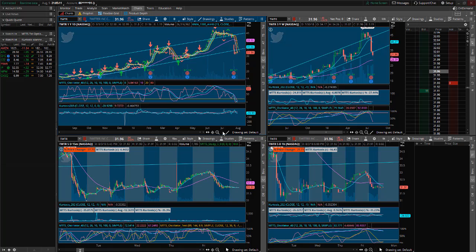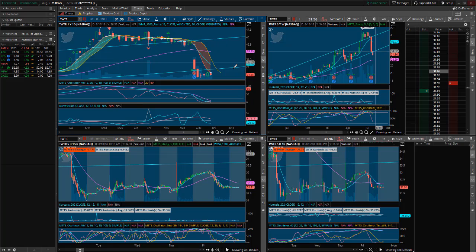Anyways, it could continue on this nice channel. It may not. It may just complete the head and shoulders pattern, but we would like to see it going back up. That needs to break. It definitely needs to go back up and break this trend line in order for it to continue up. If it can't do that, then it's in trouble, right?